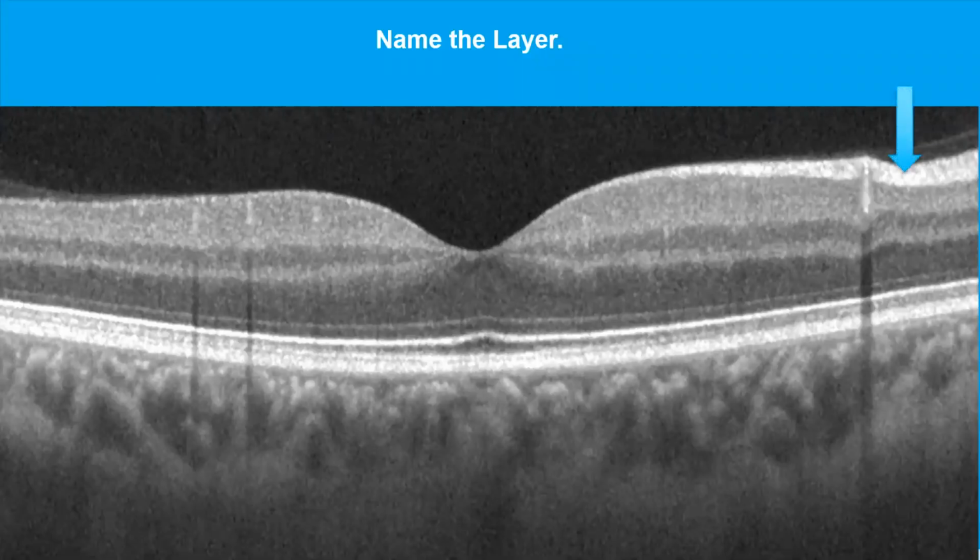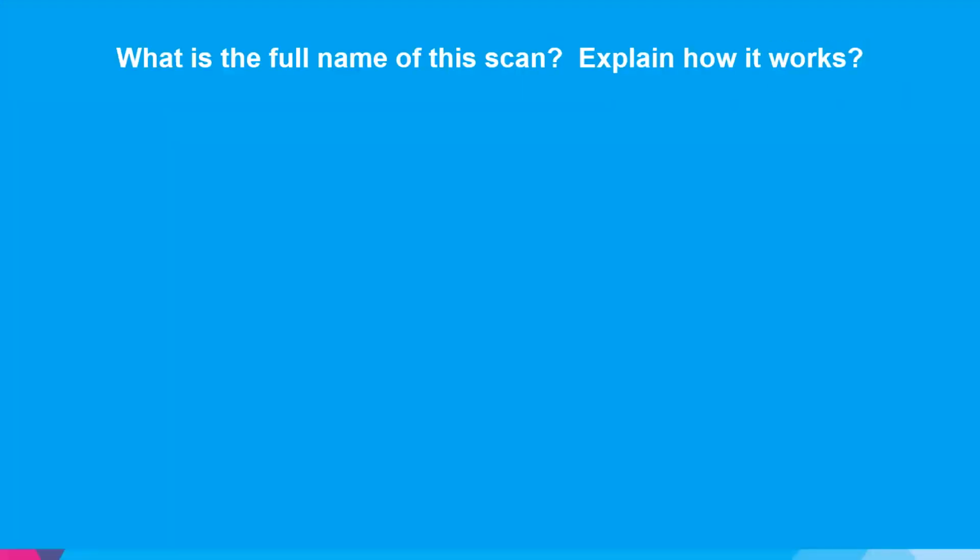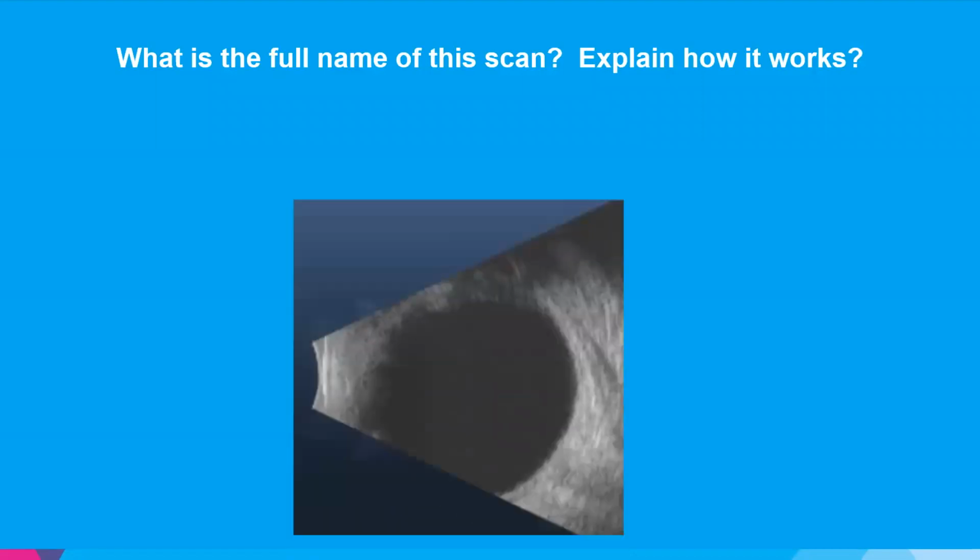Back to name the layer, okay? What is that layer? The nerve fiber layer. Good, nerve fiber layer, cool. Here's another one. What is the full name of this scan? What do we call that? That's a B scan. And what does B stand for? Do you remember? I don't remember. It's called brightness. Remember?